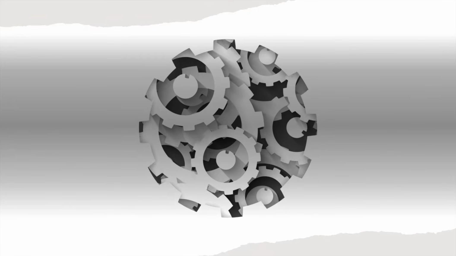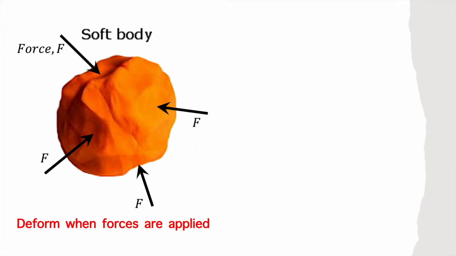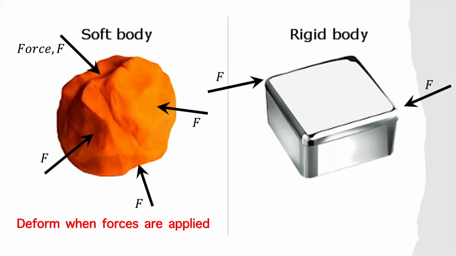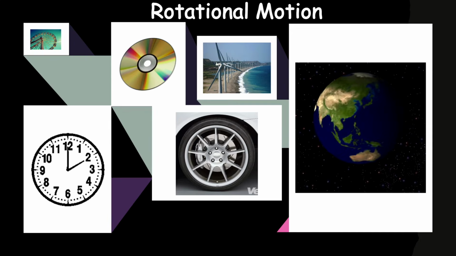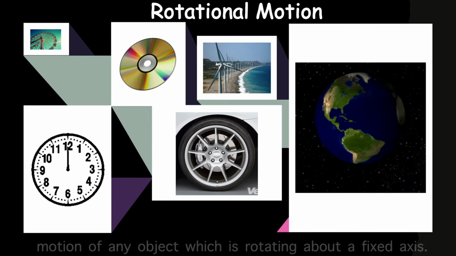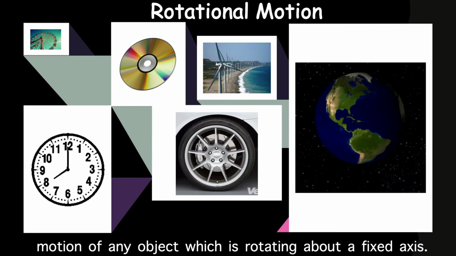Hi, in this video, we'll be talking about rotation of rigid bodies. Note that in reality, real objects always deform to some extent when forces are applied, while an idealized rigid body does not deform, bend, or stretch in any way. On the other hand, when we say rotation or rotational motion, it is simply a motion of any object which is rotating about a fixed axis.